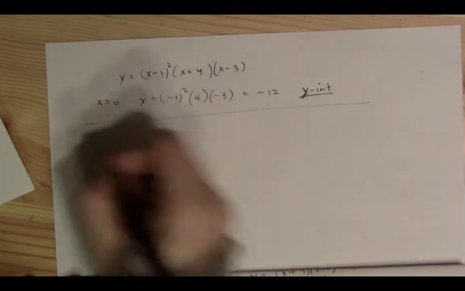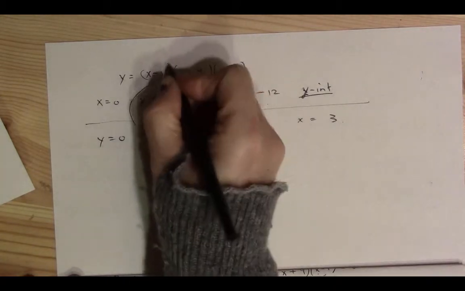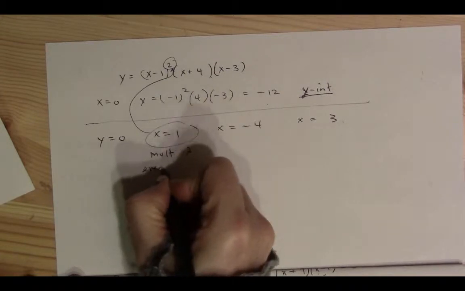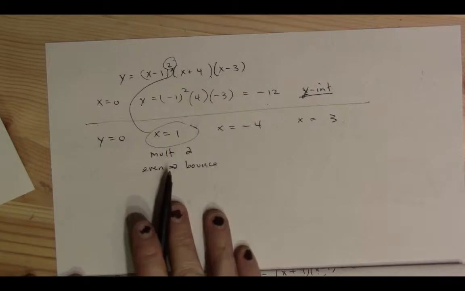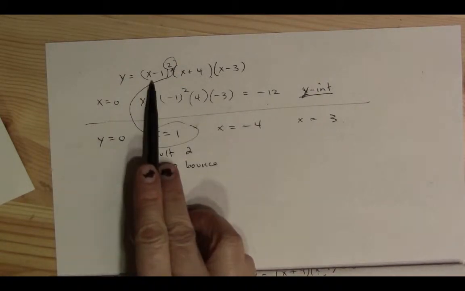Okay, so now that that's out of the way, I can look at my zeros, 1, minus 4, and 3. And this one here, because it comes from a factor that has a degree that's even, we say this has multiplicity 2, and since it's even, we know that our graph is going to bounce. All right, I'll show you what this means, and then I'll explain why it does that by looking at this graph's behavior near x equals 1.